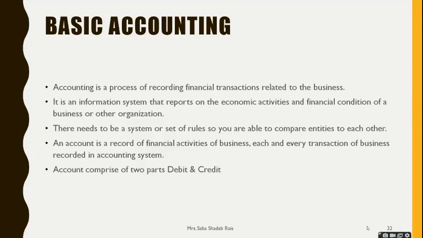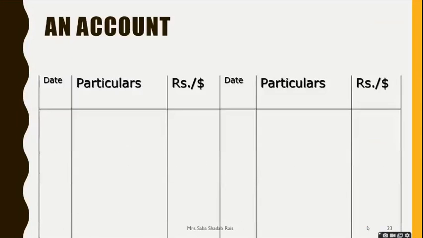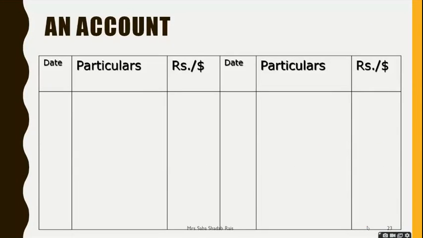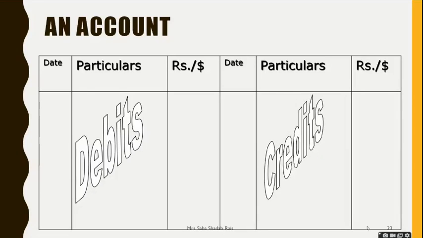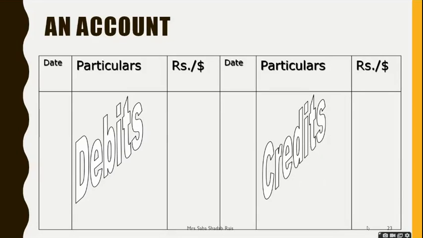So what is an account? An account is a record of financial activity of a business. Each and every transaction of the business will be recorded in the accounting system. An account has two most important parts: one is debit, another is credit. We make a table, and on the left side we write the debits, whatever we are spending in our business, and next is the credit, what we are earning from our business.